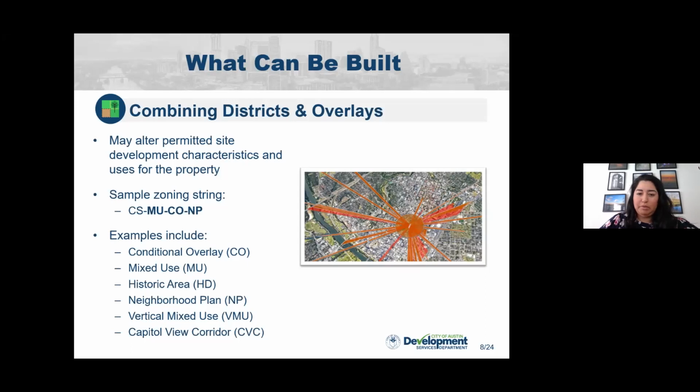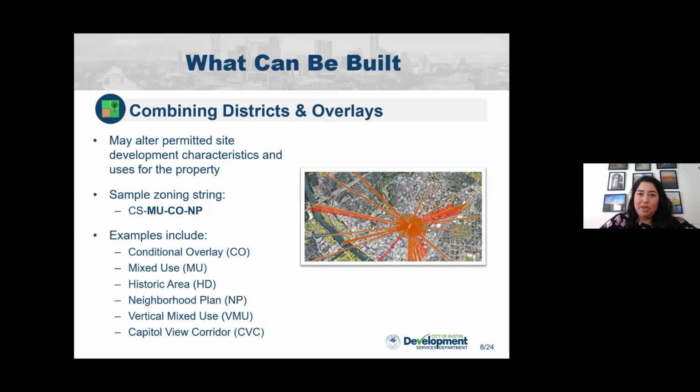And to give you an idea of what I mean when we say it may alter the base zoning district, let's look at the Capitol View Corridor district, which you can see a portion of in this image. So let's say you're looking at a property and there are the letters CVC after the base zoning district. So you know that the Capitol View Corridor combining district would be applicable to that property. And so if your property is CS zoning, the maximum height, like I mentioned in the previous slide, is 60 feet. But if you look at this Capitol View Corridor district, in that particular location, it might say that the maximum height is 40 feet.